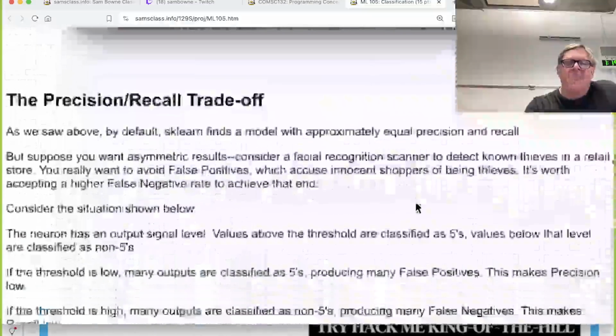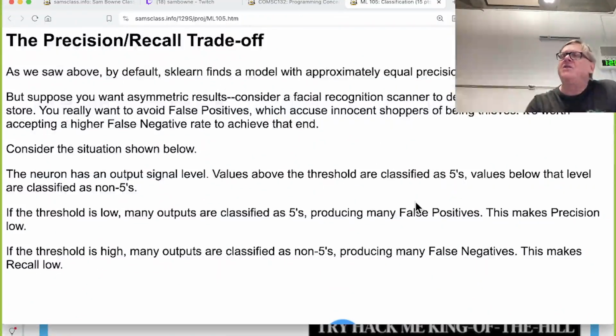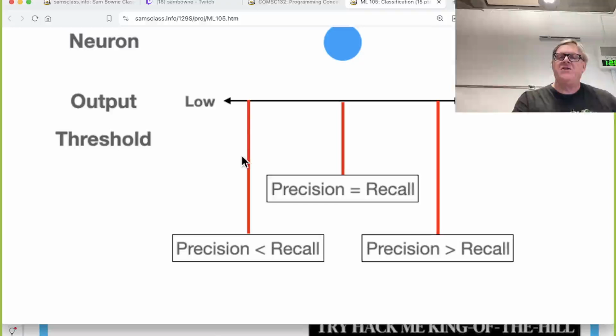And so you can actually play with the precision recall trade-off. What happens is the model just produces a signal, which is a floating point number that goes through a range, and you decide that a signal above a certain threshold you're going to call a 5, and a signal below that threshold you're going to call a non-5, and you can move that threshold. So you can adjust it. If you set the threshold very low, then you'll get recall better than precision. If you set it very high, you'll get recall less than precision. You're just choosing which errors you care about more.